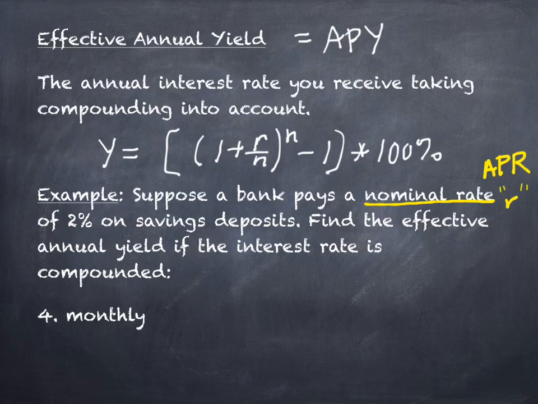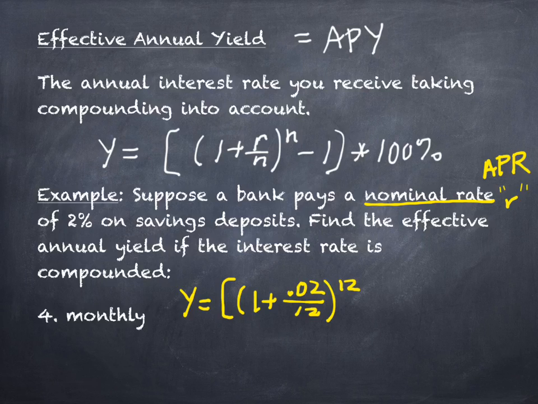On a savings deposit, find the effective annual yield if the interest rate is compounded, and the example we're going to do is monthly. So we have Y equals, I've got my bracket and my parenthesis and my 1 plus. What goes on top of my fraction in this case? 0.02, right? It's that 2% as a decimal. What's going to go on bottom? 12. I'm going to close my parenthesis and make my exponent a 12. Then I'm going to subtract 1 and multiply by 100%.